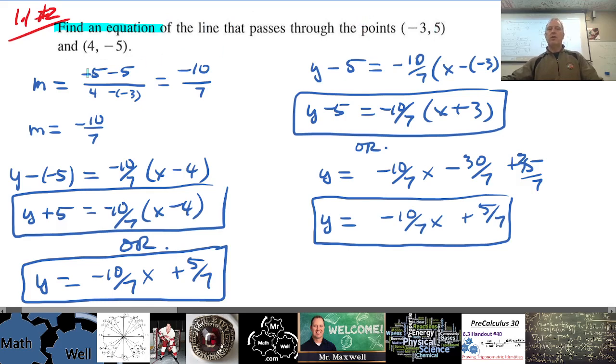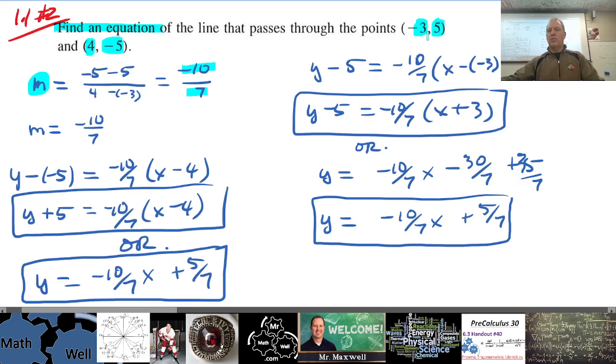The first thing you need to do is find the slope between these 2 points. What you can do is take one of the y values, subtract the other y value to get our difference in the rise, and then go back to the same point that you started with and take that x value and subtract the other x value. And so you should get a slope of negative 10 over 7. Okay? That's your slope.